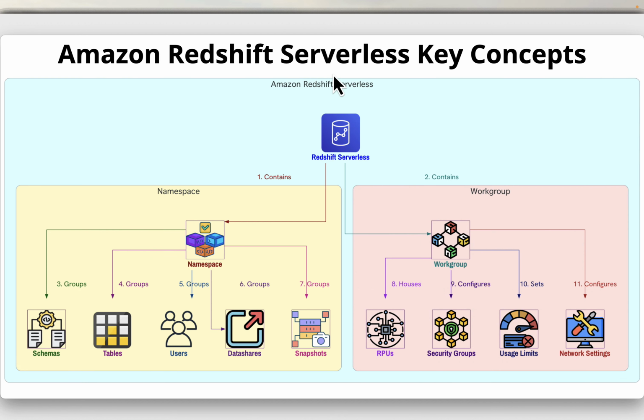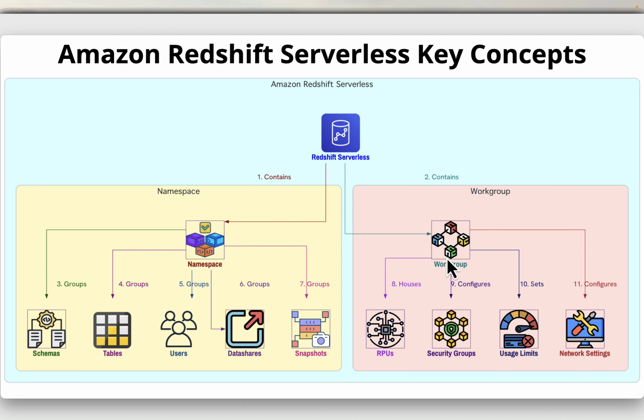And coming to serverless, the key concepts are, first one, namespace. A namespace is a collection of database objects and users. Namespaces group together all of the resources that you use in Amazon Redshift Serverless, such as schemas, tables, users, data shares and snapshots.